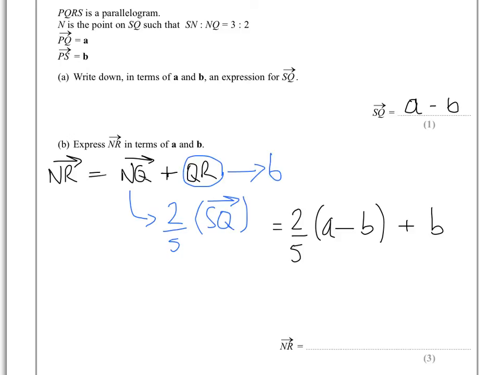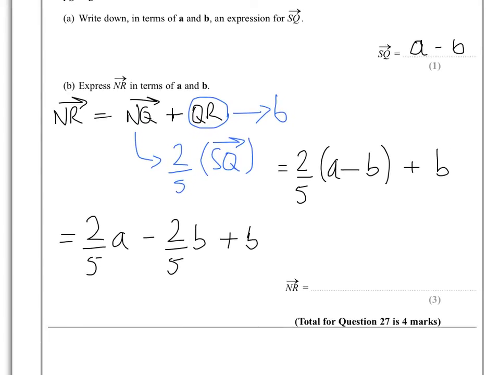So if we multiply that out, that's going to give us 2 over 5A minus 2 over 5B plus the B at the end. When we simplify that, the 2 over 5A will remain on its own, so 2 over 5A, plus, we've got minus 2 over 5B plus B, so that will give us 3 over 5B. Let's make that clear, so it's 3 over 5B.